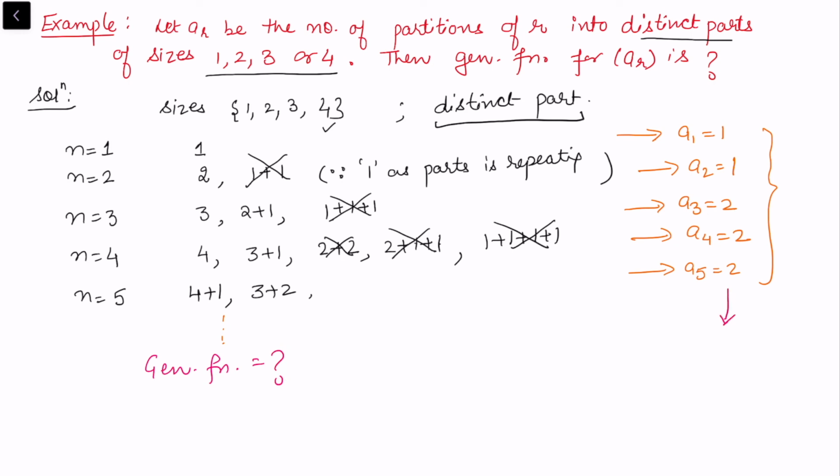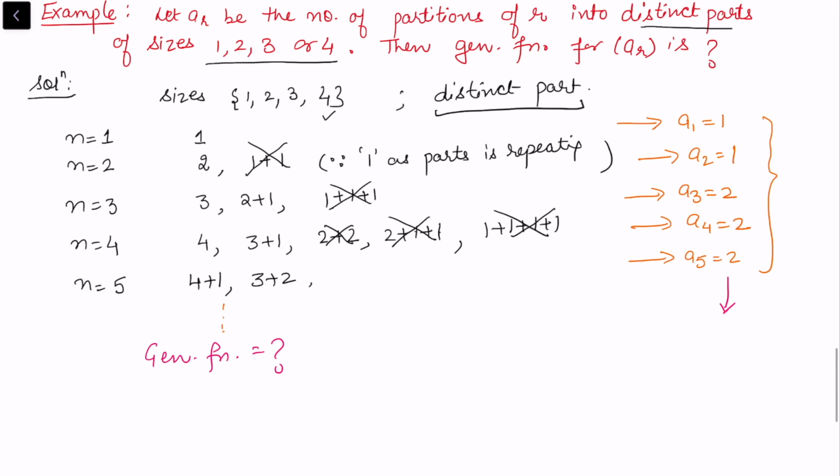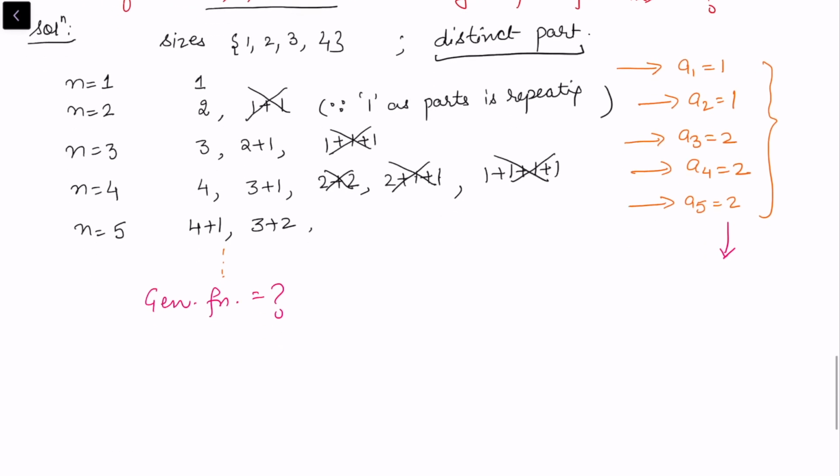sequence? And so for this one we know that a part will not repeat. It will come only once, or it may not come. Like for example, in this 3 plus 2, part size 1 is allowed, part size 4 is allowed, but they are not coming. So the only restriction is the part size may appear or it may not appear, but it will appear at maximum once, so that it maintains the distinct condition. So what will be the generating function here?